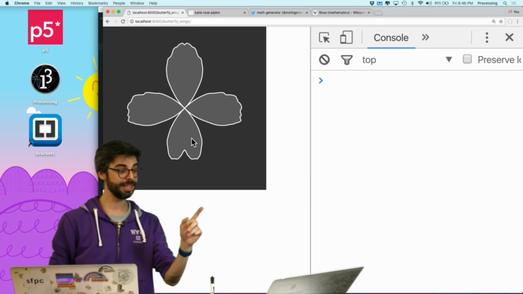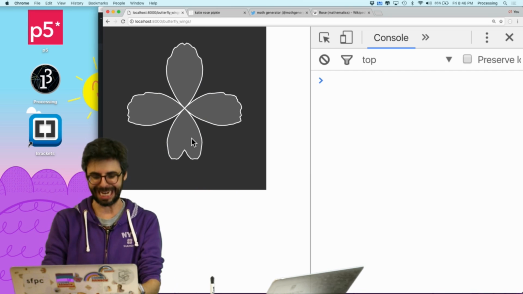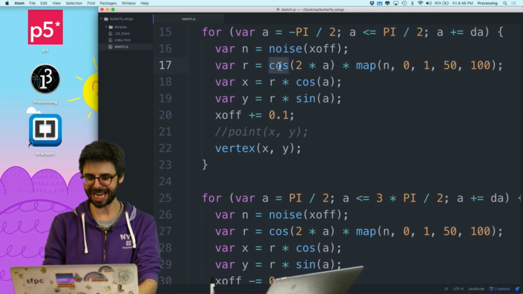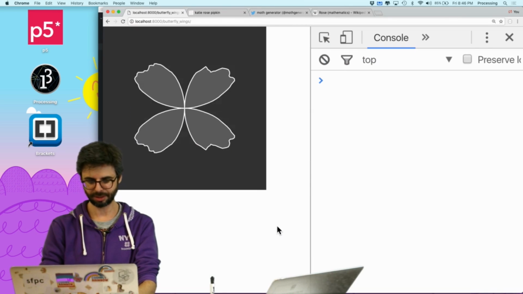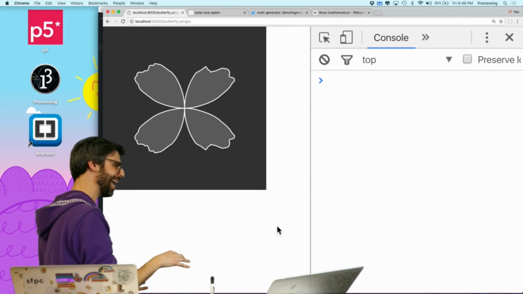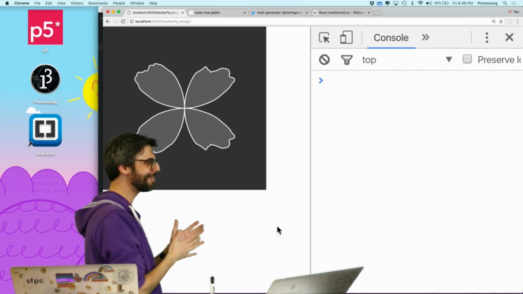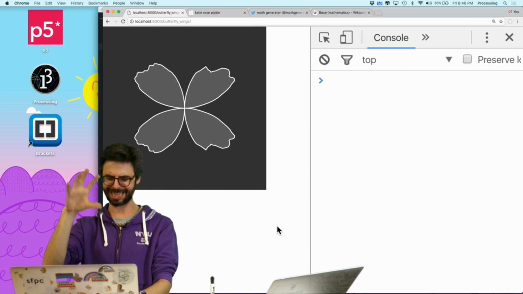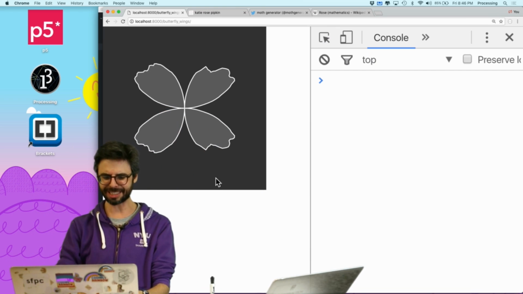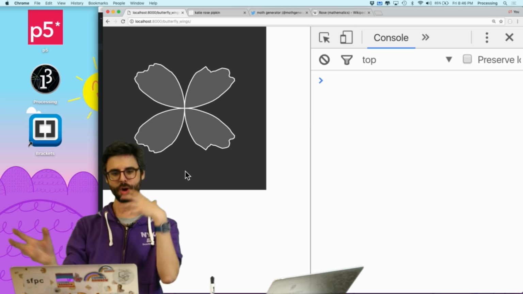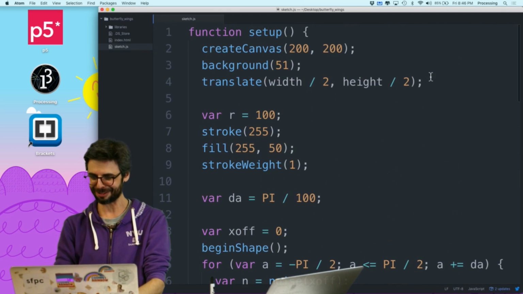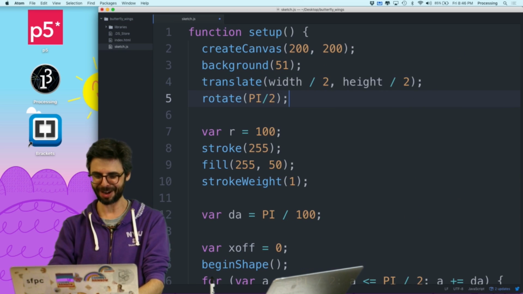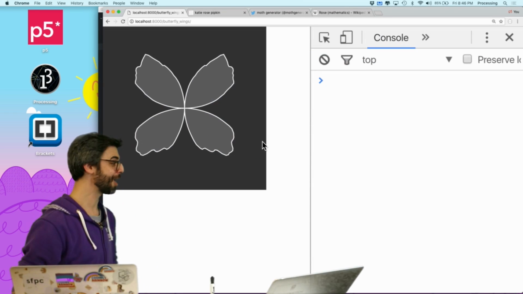Now, in the chat, I'm seeing the suggestion to do sine. So let's use sine instead of cosine. And there we go. And now it's on its side. But you can see that's getting us somewhere. How could I rotate that? Because it's symmetrical top to bottom now, I could just say rotate by pi divided by 2. There we go. So look at this.